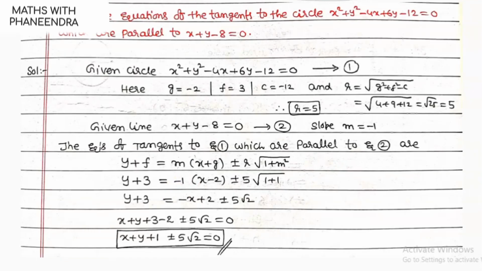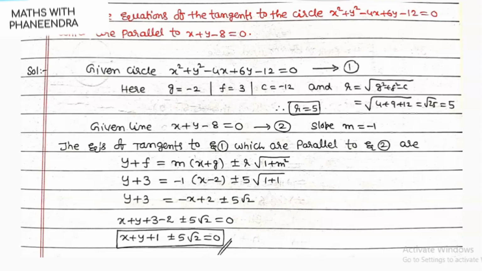Find the equation of tangents to the circle x square plus y square minus 4x plus 6y minus 12 equal to 0, which are parallel to x plus y minus 8 equal to 0. First we have to take that equation of the circle and get the radius by comparing with the general equation of a circle. 2g equal to minus 4, g equal to minus 2, 2f equal to 6, f equal to 3, c equal to minus 12, and find the radius. R equal to square root of g square plus f square minus c. So root of 4 plus 9 plus 12, root 25, which is equal to 5. R value we got it. Given line x plus y minus 8 equal to 0.